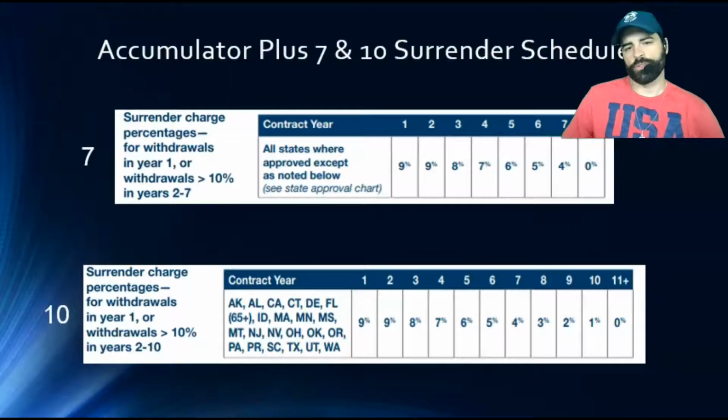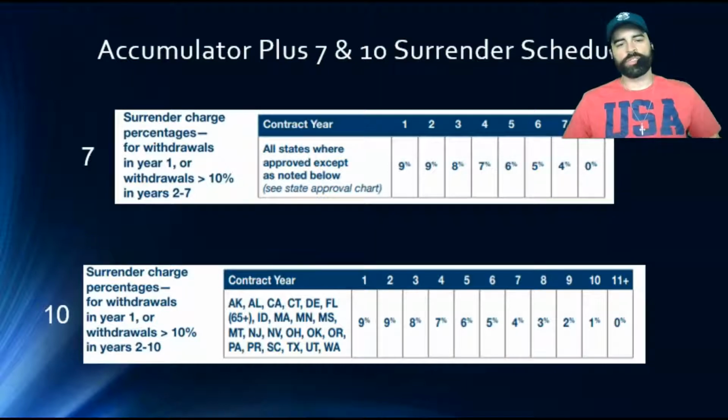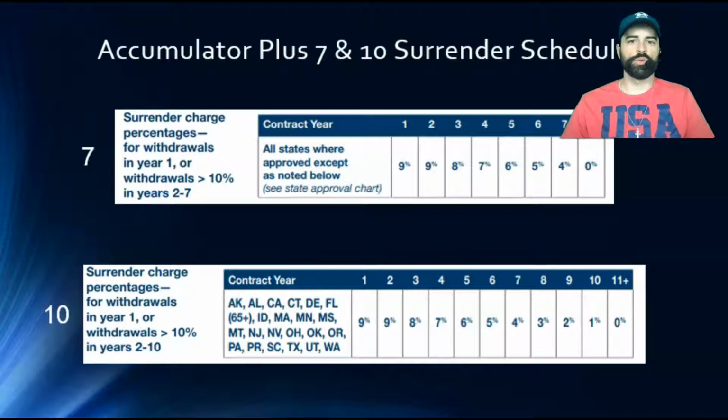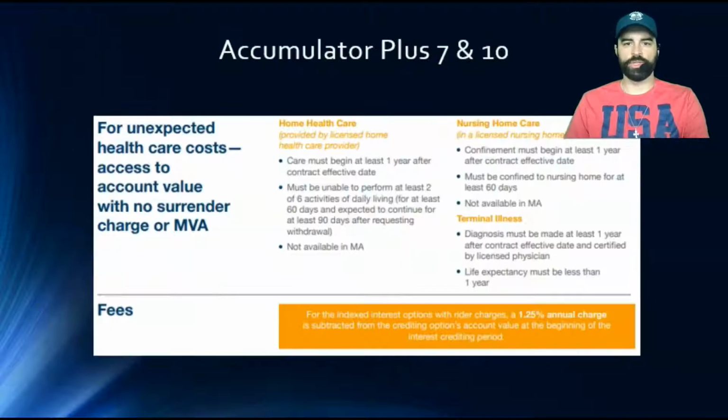So here's the surrender schedule. Obviously, the 7 is 7 years, the 10 is 10 years. This is for anything in year 1 or anything above 10% between years 2 and 7 or 10. And it's pretty simple. It's 9, 9, 8, 7, 6, 5, 4, and then 0 with the 7. And then it's 9, 9 all the way down to 1. And then 0 in year 11. Okay, so you have to be aware of that with your clients if they're going to take some of that money, to know that there are some surrenders just like any other annuity.